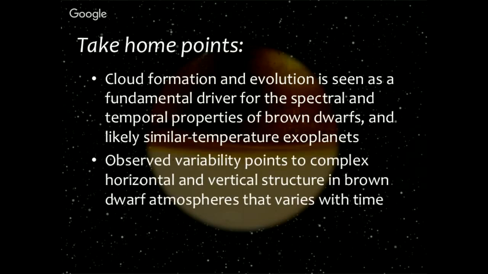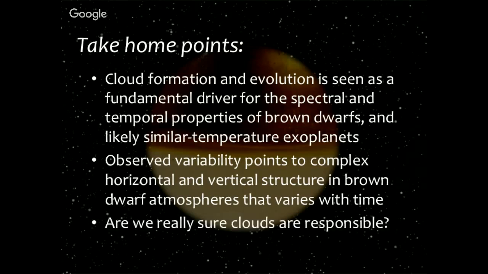The variability that we observe today points to some fairly complex structure in brown dwarf atmospheres, both horizontal structure, so unevenness in cloud coverage across the surface, but also vertical structure. We're seeing evidence of vertical structure in these atmospheres from these observations. And this structure also varies in time. So that's really why this is a talk on brown dwarf weather, because this is the changing of the clouds as they evolve over time. So both spatial and temporal variations are seen in these objects.